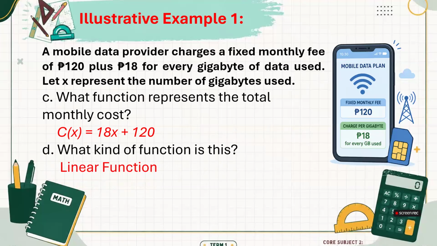So many cost problems use the total cost equal to the rate times the quantity plus the fixed cost, or C of x is equal to mx plus b. So if you use more data, what happens to the total cost? Remember that the value increases because this is a cost function.